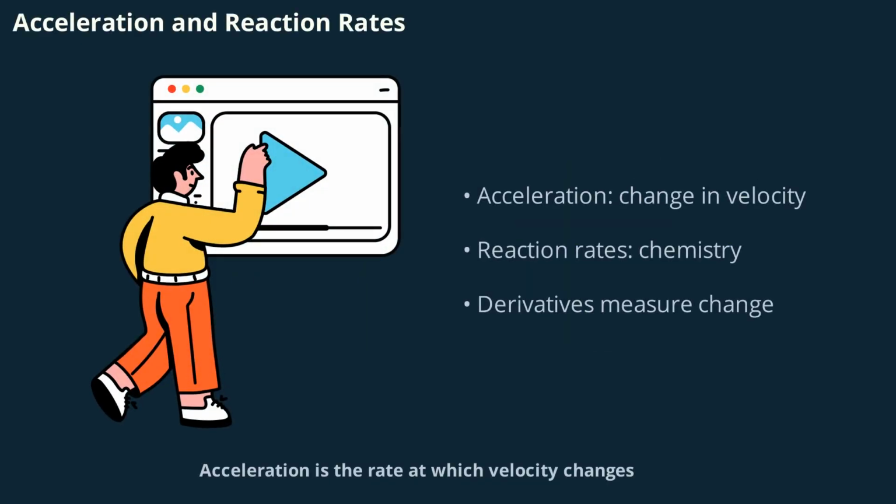Acceleration is the rate at which velocity changes, and it's another example of a derivative. In chemistry, reaction rates describe how quickly substances are consumed or produced. Both concepts use derivatives to quantify change over time. For example, if A is the amount of substance A at time t, then dA/dt is its rate of change.